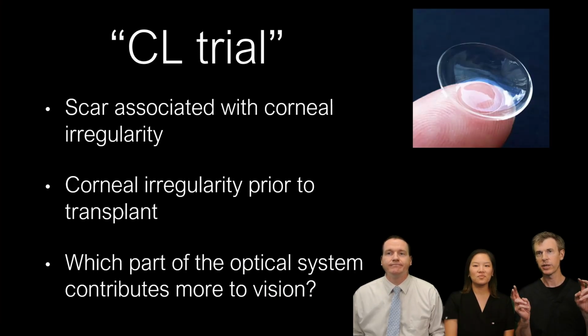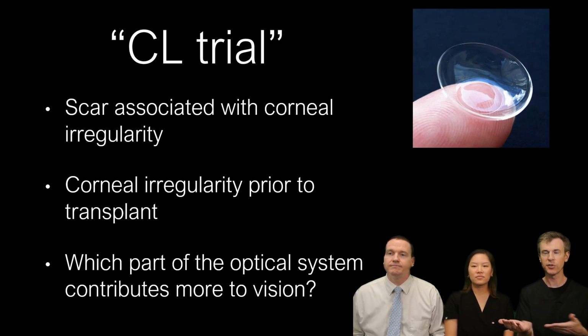Oftentimes when you get sent a patient as a contact lens trial, we're just trying to figure out what's contributing more, the scar or the irregularity. Putting a contact lens on can isolate and remove the irregularity, so if the patient still sees poorly, the scar is more of a problem.